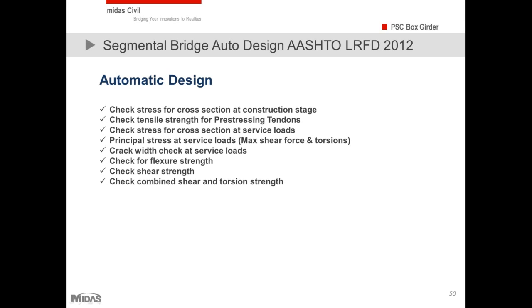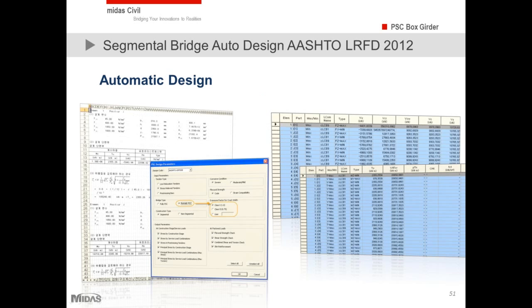So here you can see, you can check the stress for cross section at construction stage, then you can check the tensile strength for pre-stressing tendons, you can also check the flexure strength, shear strength, and you can check the combined shear and torsional strength in Midas Civil. Once you perform the design, Midas Civil can also give you the Excel compatible tables, and it can also generate a full-fledged Excel report for you, which gives you the different formulas which have been used in the program and how these values are calculated. So this is how Midas Civil gives you the design results.